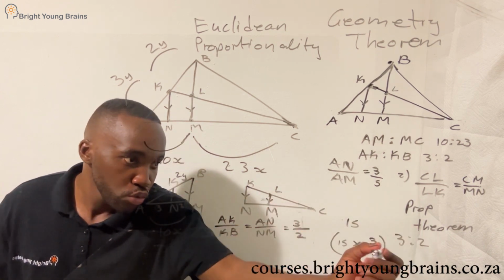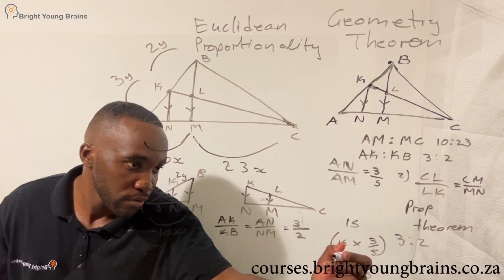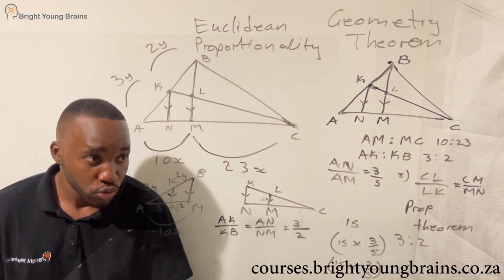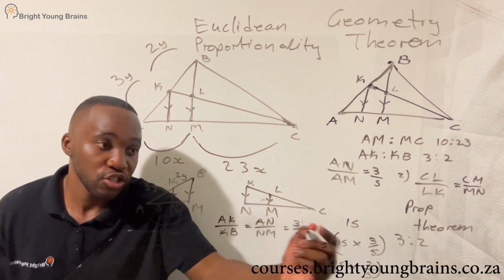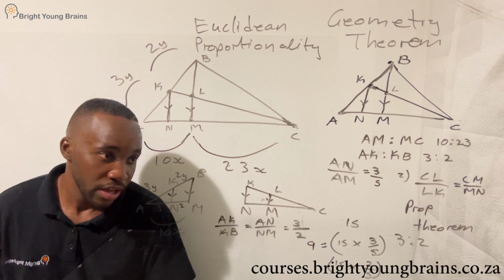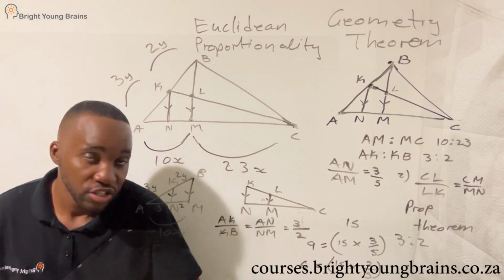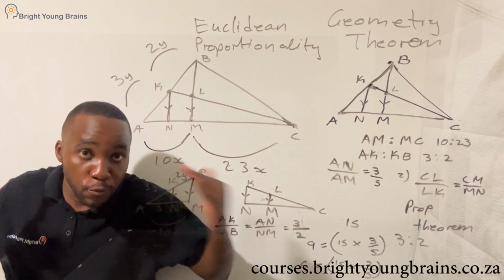For the 2, you would say 2 over 5 multiplied by 15. That's going to be the other portion of where the 15 is going to go to. What I mean is 15 times 3 over 5 is just a 9, and then 15 times 2 over 5 is just a 6. You see, the 6 plus the 9 gives you a full 15.